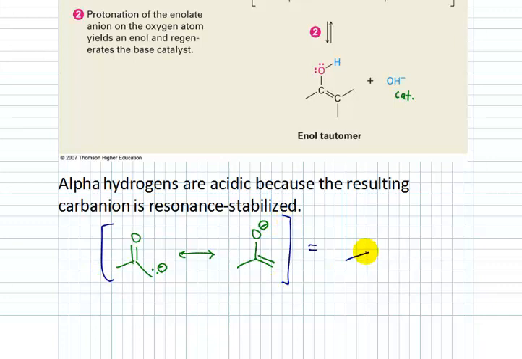So if I were to try to draw a hybrid of that, it would look something like this, where I have a half-formed double bond between both the O and the C, and then partial negative charge on the C and on the O. That's the resonance hybrid of the two. And that's probably what an actual enolate ion would look like if we could see it.